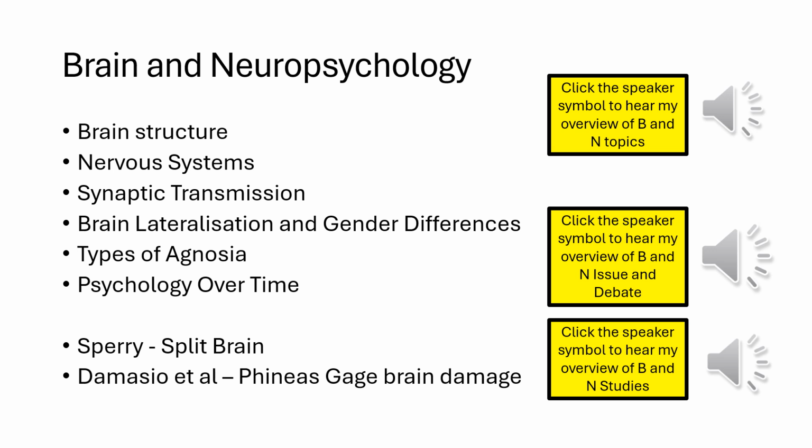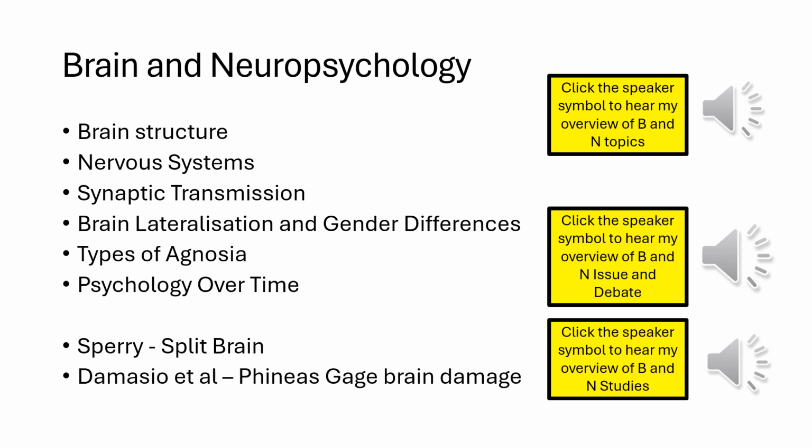Synaptic transmission, you need to know the process from start to finish, knowing that the neurotransmitter starts on the axon, moves down the axon to the terminal button, gets released into the synapse, where it then gets absorbed into the next neuron, and the impact that they can have on us. So for example, serotonin making us feel happy.